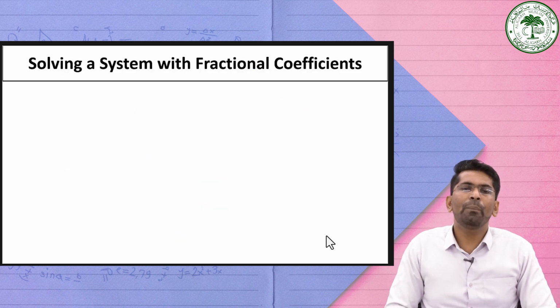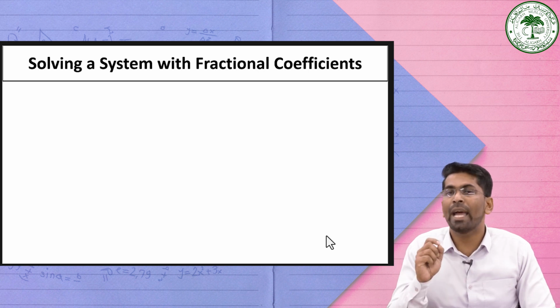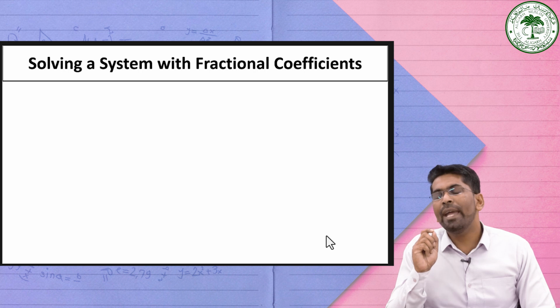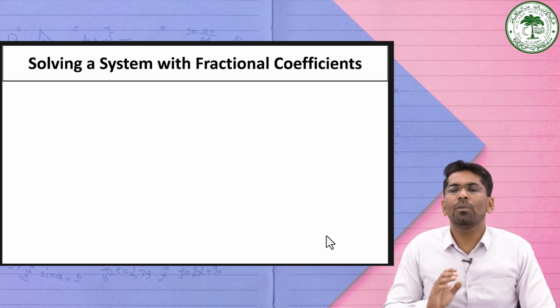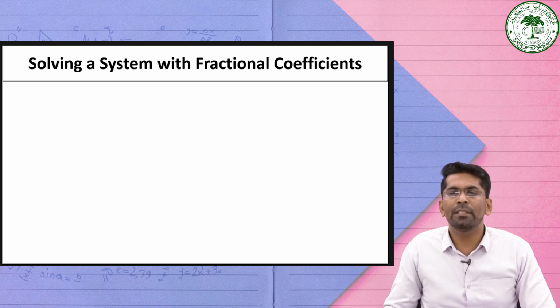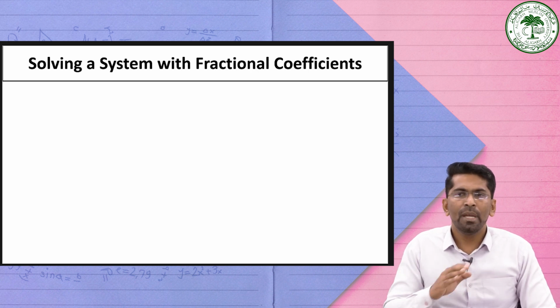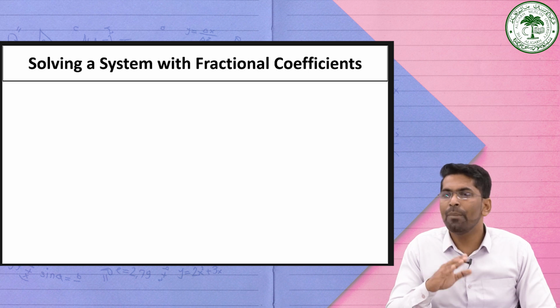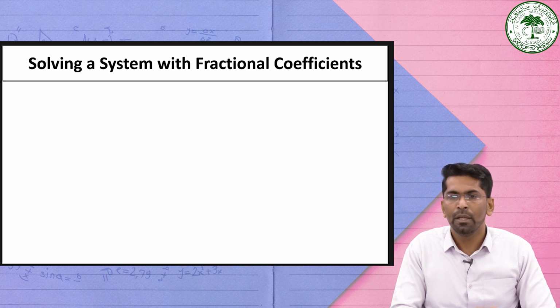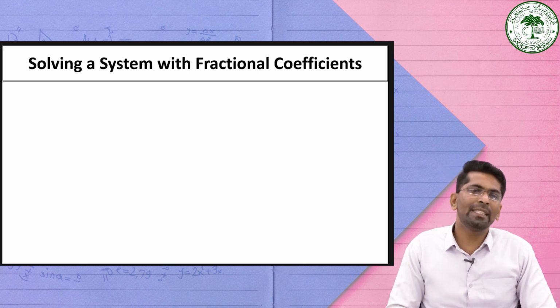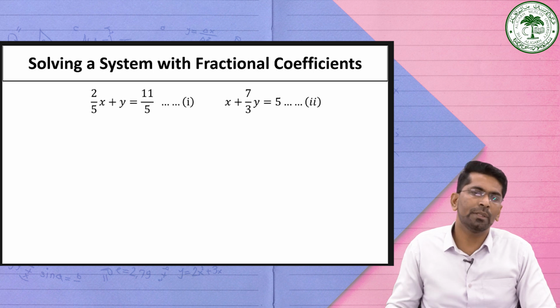Now, what happens if we have an equation with fractional coefficients? We want to solve a system of linear equations with fractional coefficients. If an equation has a fractional coefficient, the most common technique used to solve the system of equations is to clear the fractions by multiplying each equation by its least common denominator. So for example, consider one equation here.